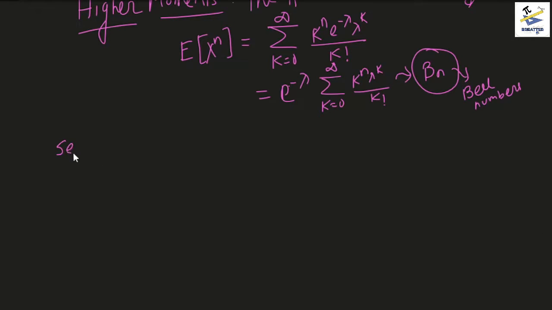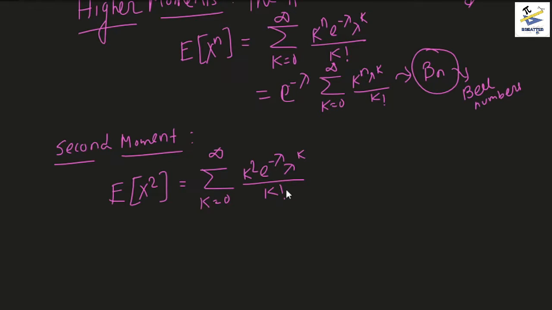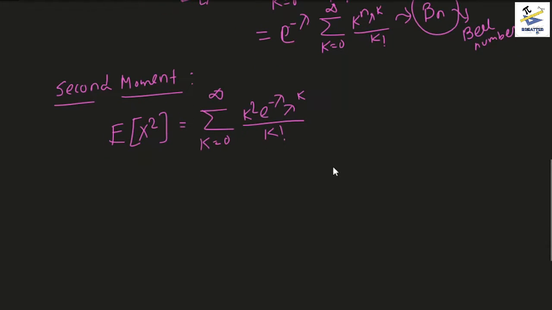So, the second moment, and this is also important in order to find the variance, that is why we are going to find it out. So E of X squared, the expression for this again would be the summation k equals 0 to infinity of k squared e to the power minus lambda, lambda to the power k, whole divided by k factorial. Now I'm going to do a bit of manipulations as I go forward with this summation here.